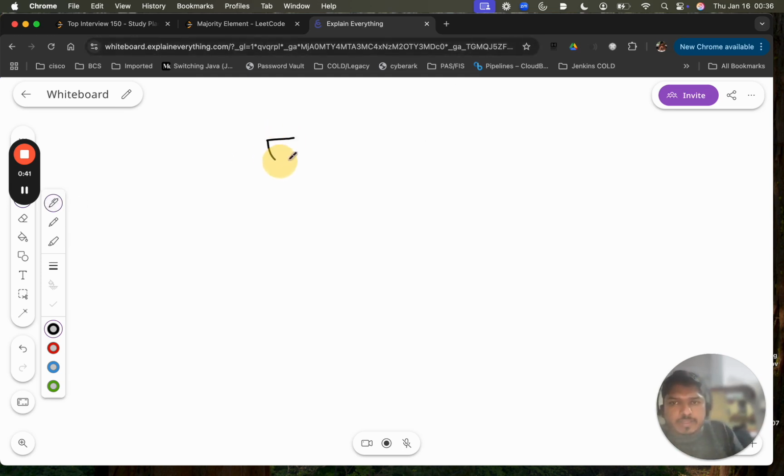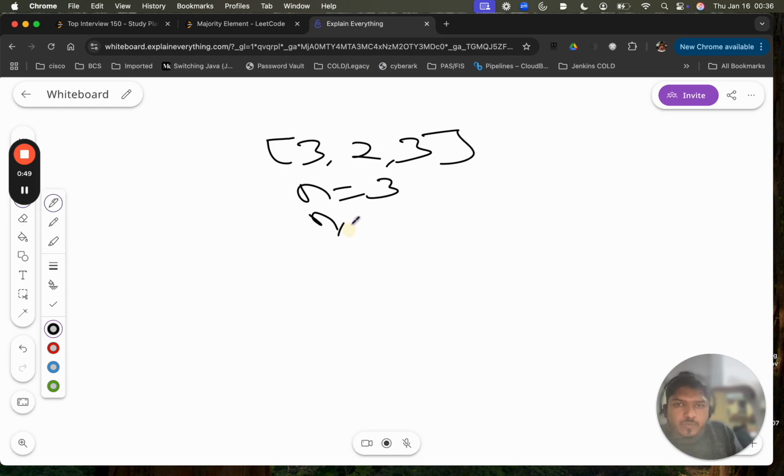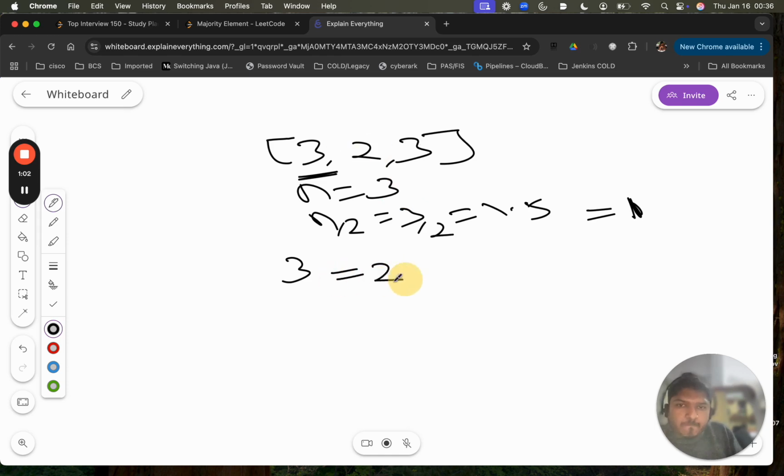So we are given this nums array 3, 2, 3. The size of this array would be 3. And if I take n by 2 of this, it will come as 1.5, and we can say as an integer it's 1, right? Now I'll take the frequency: 3 appears 2 times, and this 2 appears 1 time.